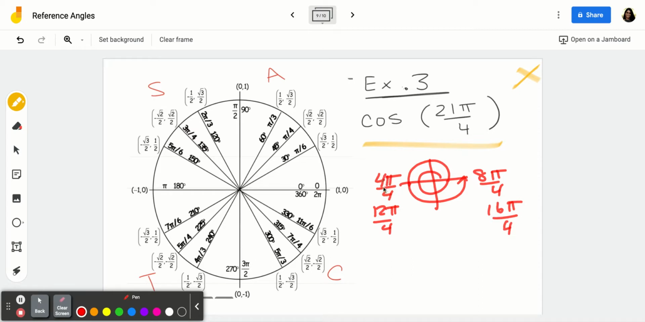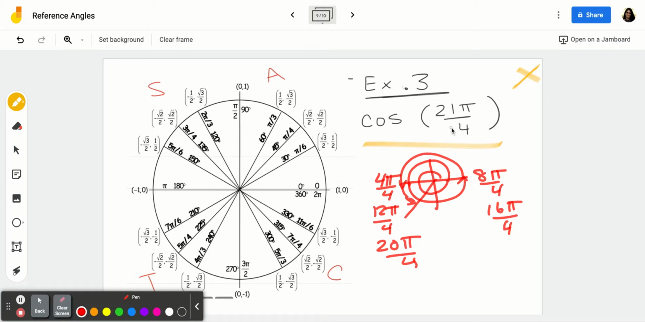Look at these numbers. 4 over 4 is 1. 12 over 4 is 3. 8 over 4 is 2. 16 over 4 is 4. Evens, odds. Let's keep going because we're still not at 21. If I add 4 more, I'll be at 20 pi over 4. 20 over 4 reduces to 5. Okay, am I there yet? Nope, I need to go 1 extra pi over 4. So 1 extra pi over 4, and this is the drawing of this angle.